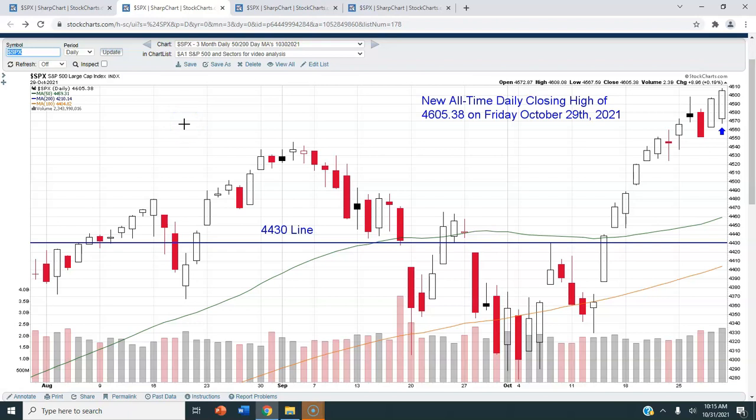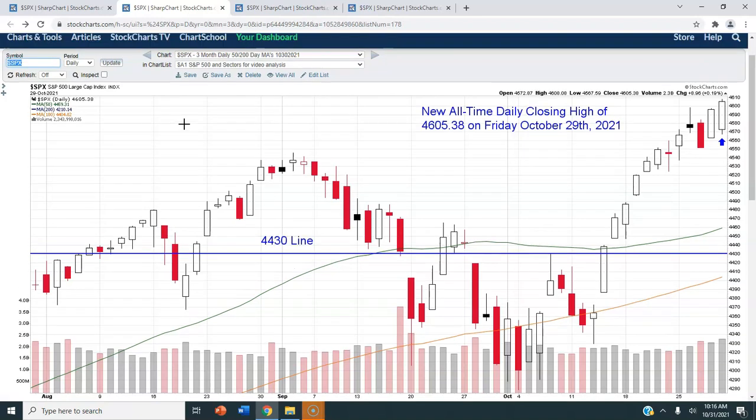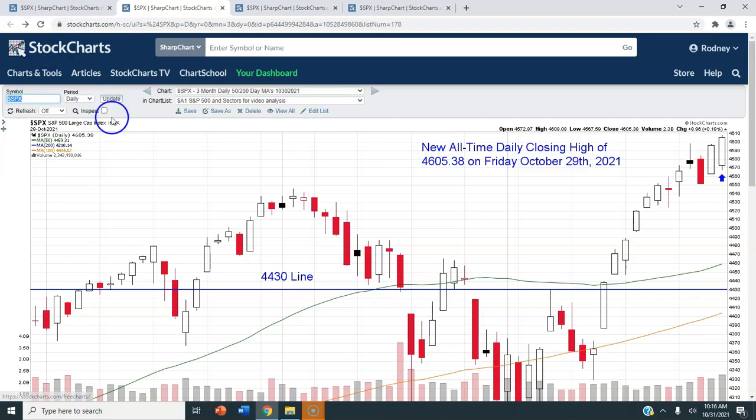Today we will be doing technical analysis on the S&P 500 for the week ending Friday, October 29th, 2021. And for this analysis, we will be using stockcharts.com.